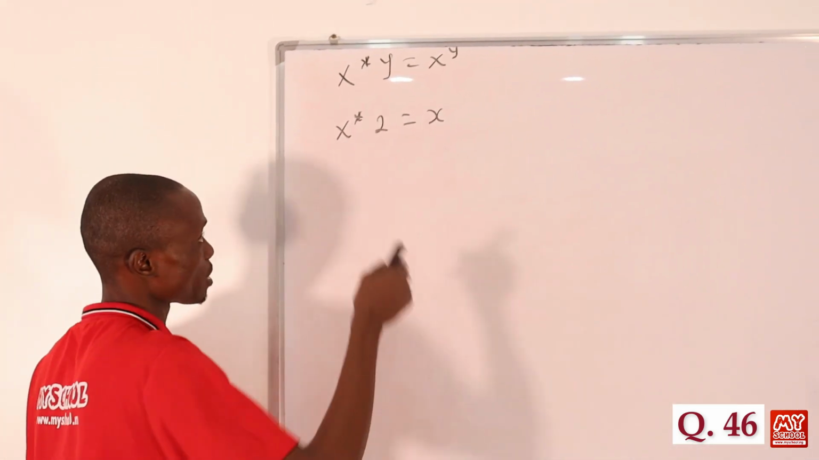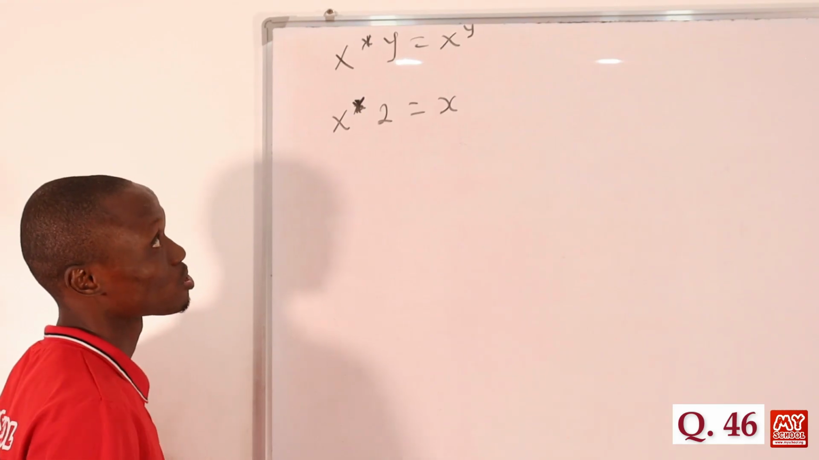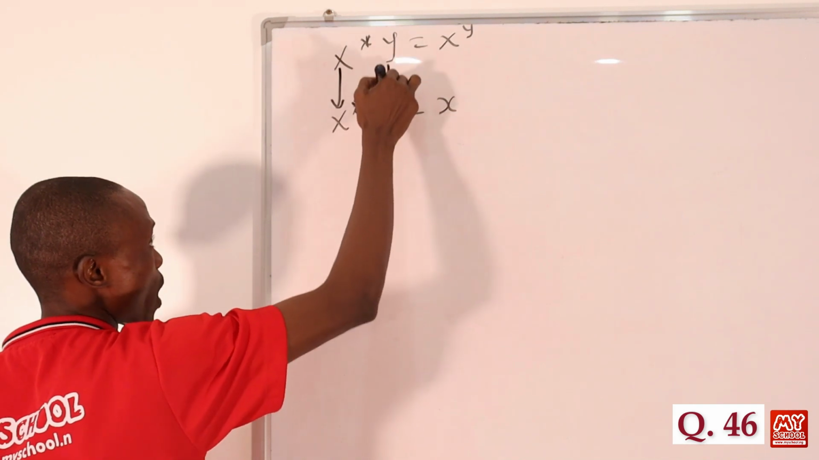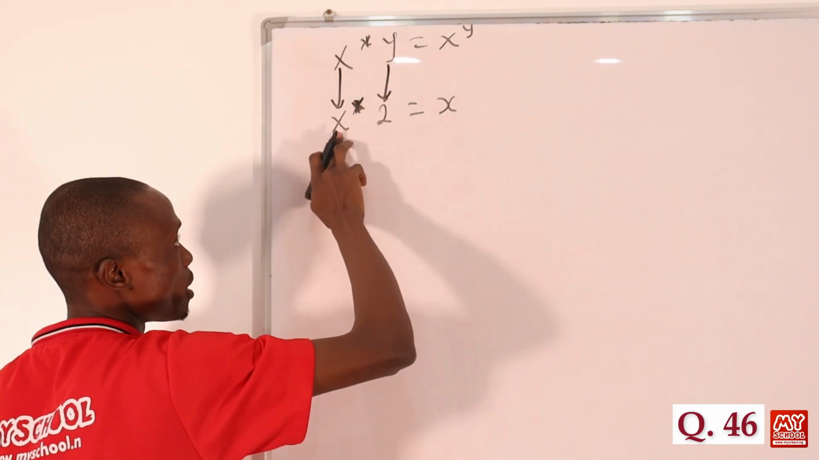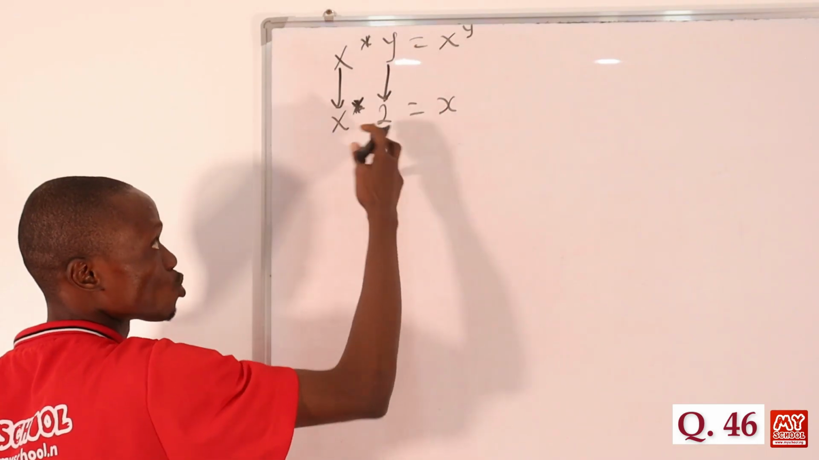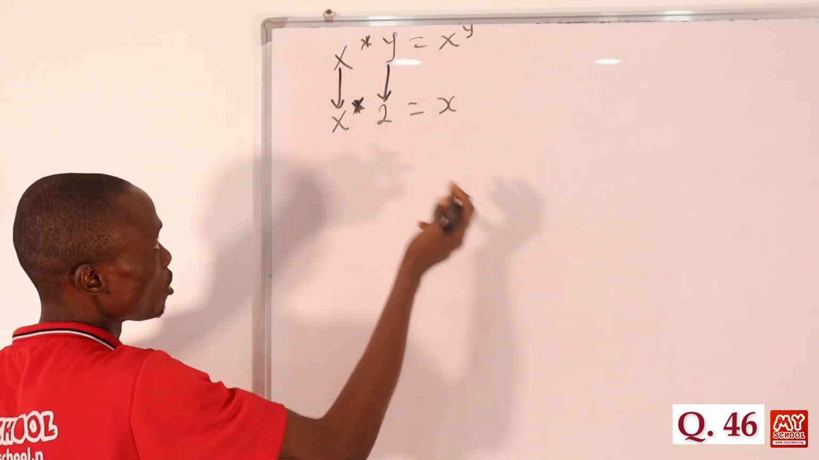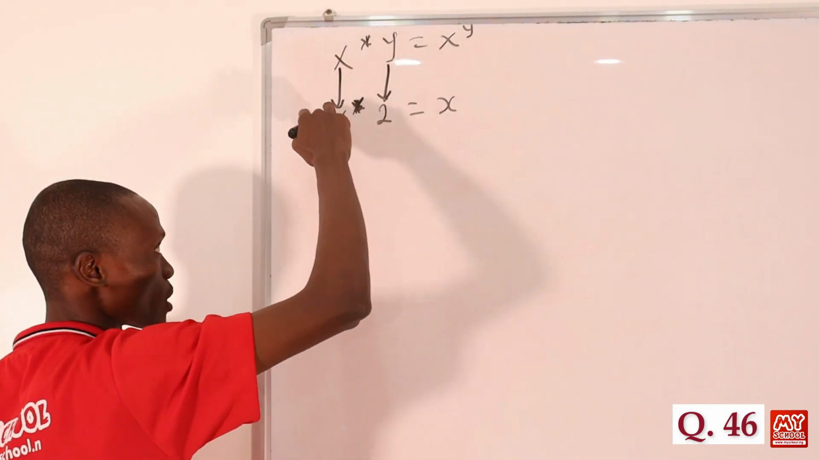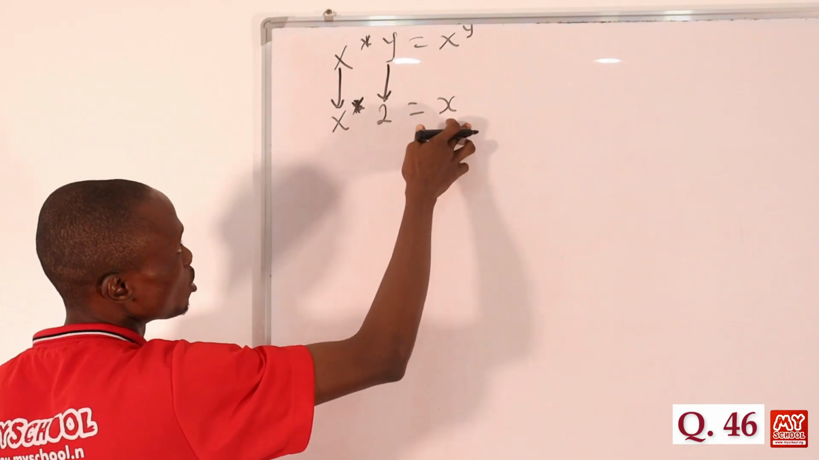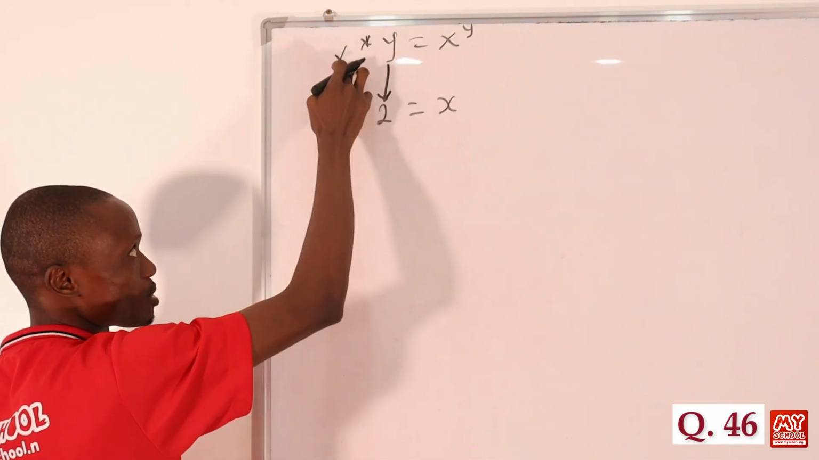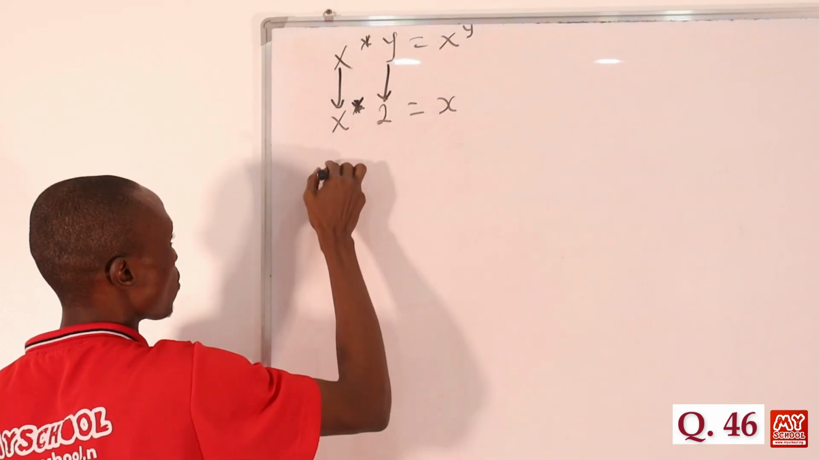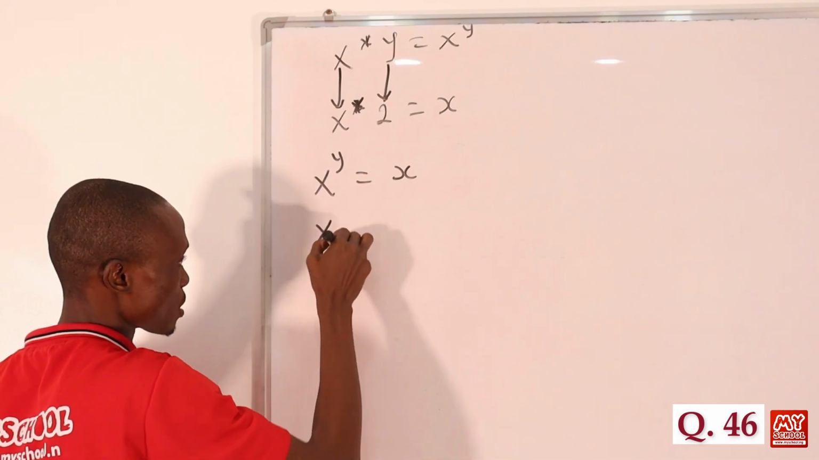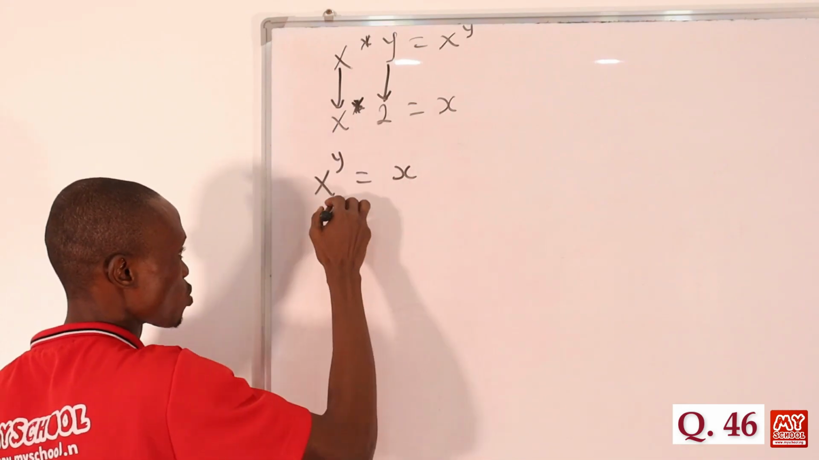To answer this binary operation question, basically what we do here is just simple substitution. What they are showing us here is that our x is equal to x and our y is equal to 2. Anywhere I see x and y, I will replace it with x and 2. We are told that x star y is equal to x raised to power y, and we're also told that x star 2 is equal to x. So anywhere I see y, I'll replace it with 2. Our x remains x, and our y is now 2, and this will be equal to x.